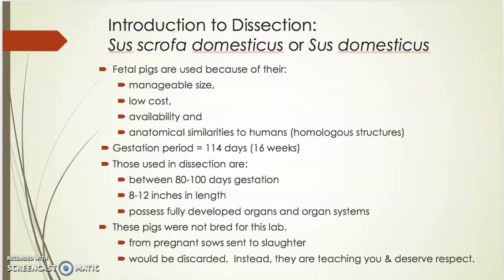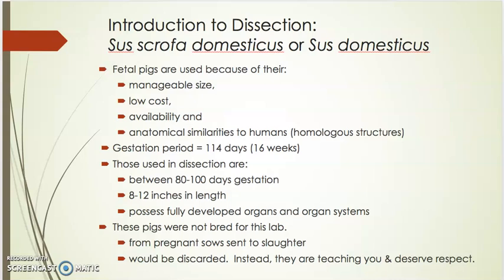This is a fetal pig that is used quite often in labs like this because of their manageable size. They're about 10 inches or so. They are low cost, they're frequently available, and most importantly, they have anatomical similarities that are very close to humans. The term for that, and you should know this, is homologous structures. Homo meaning same, homologous structures. They have structures which are very similar to human structures, and therefore they're a great model to study.